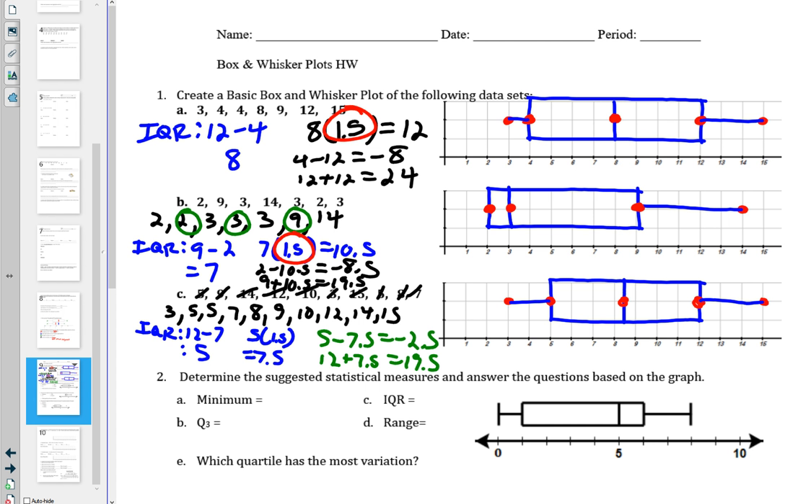Okay, so I'm finished. I don't know if you're finished, but if we're both finished with 1C, compare it. Did it end up having any outliers? Did 1C have any outliers?